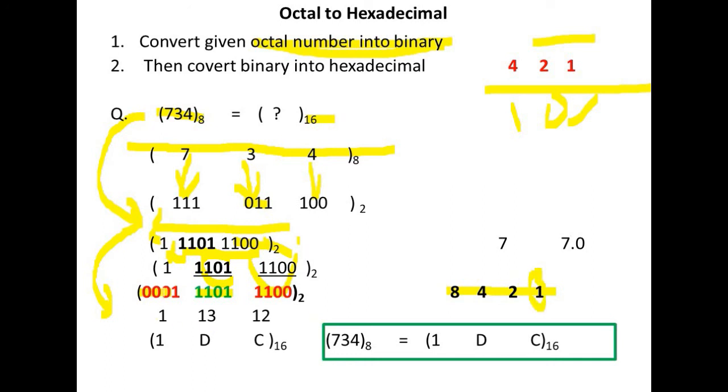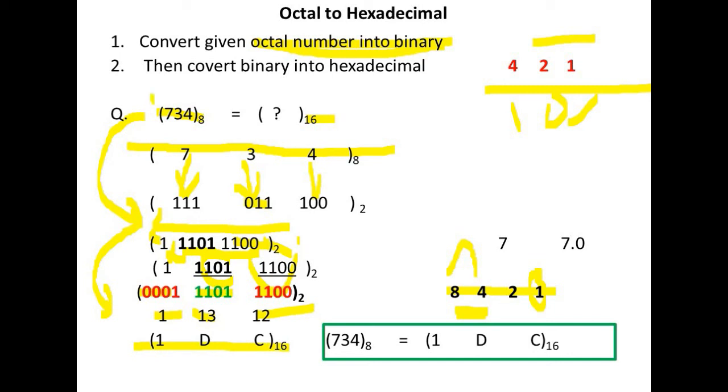So the equivalent of 001 will be given as 1, and 1101: 8 plus 4 and 1. So 8 plus 4 is 12, plus 1 is 13. So we have got 13, and for 110 we required only 2 digits, 8 plus 4, 12. And now we know that 13 is written as D and 12 is written as C. So now we have got the final answer as 1DC.